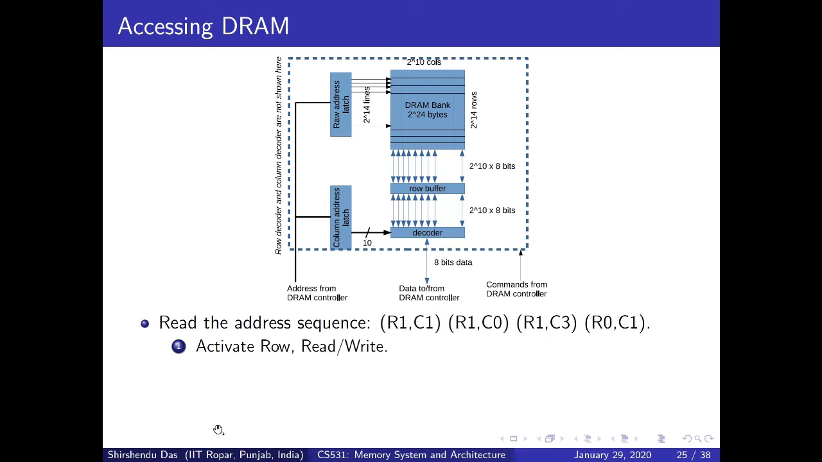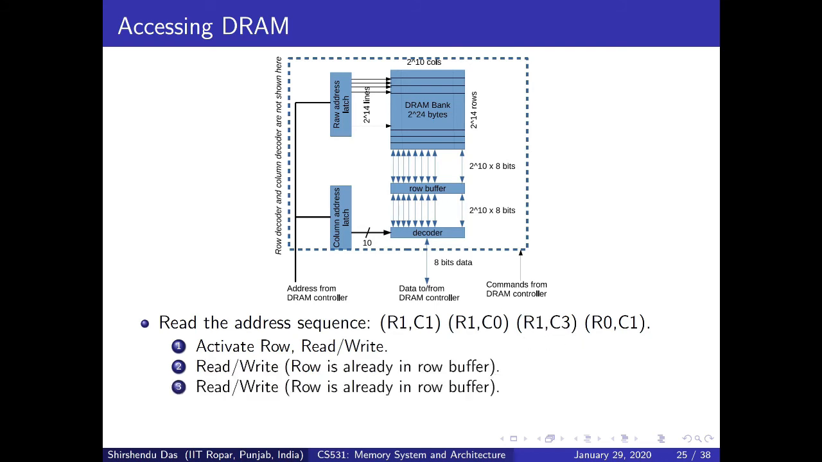Now the next content that we want to read, the address is row number 1, column number 0. In this particular case, the activate row is not required because row number 1 is already available in the row buffer. So only through this line we will send the address of column number 0. The same thing is for this third address also. These two cases, the second and third case, we only need a read write operation because the row is already in the row buffer.